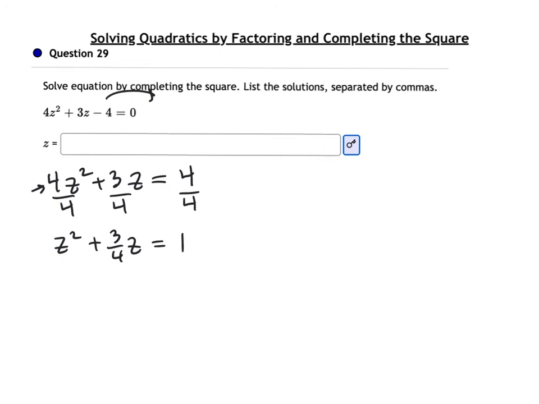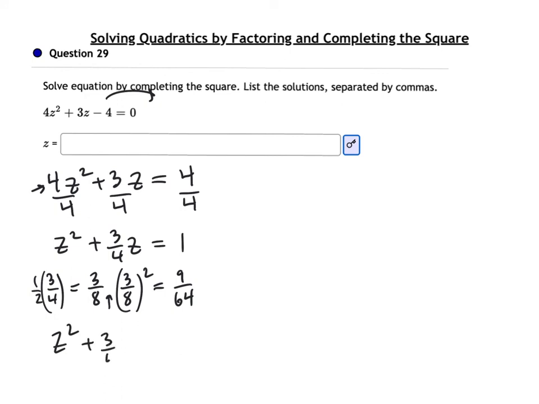We'll take half of 3/4, multiply it by half. We get 3/8. We'll take 3/8 and we'll square it. Notice I'm not putting an equal sign here because they're not equal. 3/8 squared is 9/64, and add 9/64 to both sides. z squared plus 3/4 z plus 9/64 equals 1 plus 9/64.